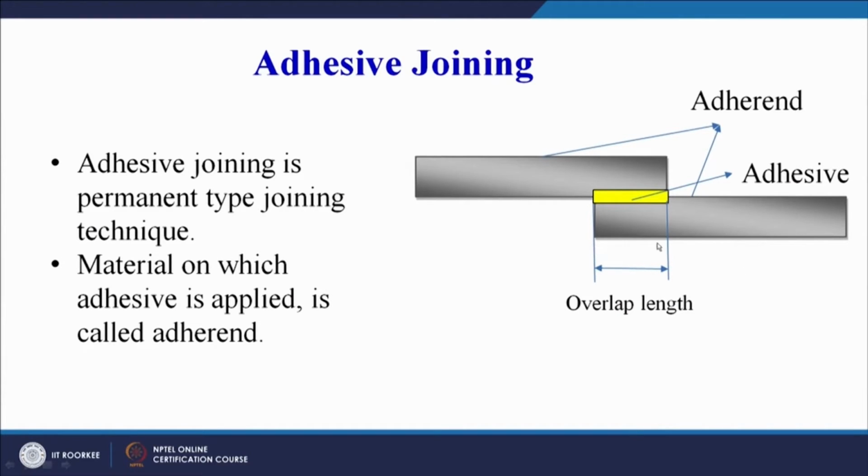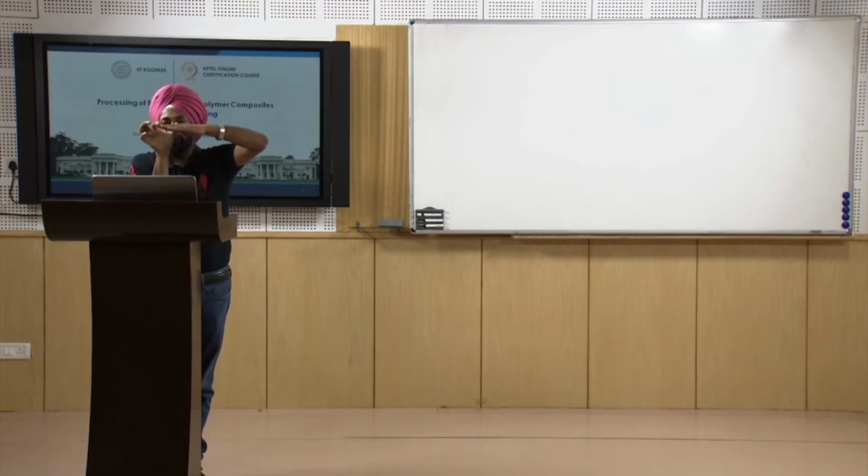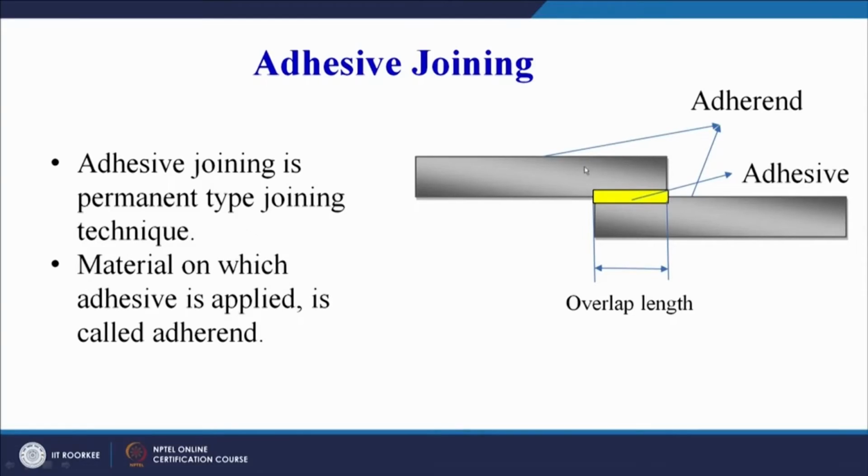In the previous sessions I have been giving an example like this. Here we have tried to highlight what the overlap length actually is. This is adherent 1, this is adherent 2, and this is the overlap length between adherent 1 and adherent 2, shown schematically here. So this is the overlap length. Adhesive joining, you can see, is a permanent type of joining technique.